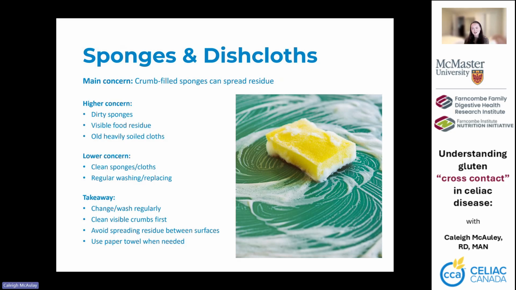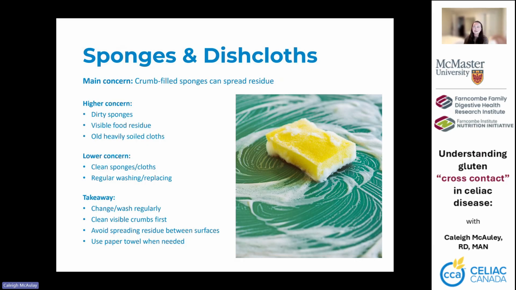Sponges and dishcloths. There's very limited direct research looking at sponges and dishcloths, but based on what we know about gluten transfer, the main concern is really the spread of visible crumbs and food residue between surfaces. For example, when you're using a dirty sponge to wipe gluten-containing crumbs across prep areas, they could spread residue across the kitchen surfaces. On the other hand, clean sponges are great.